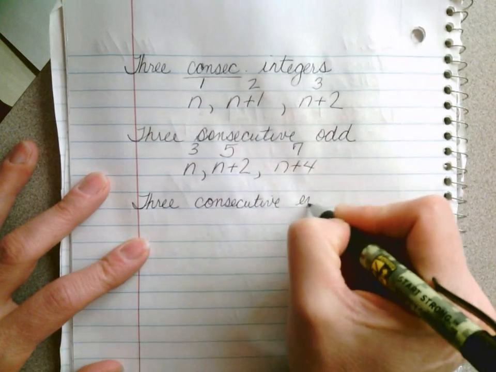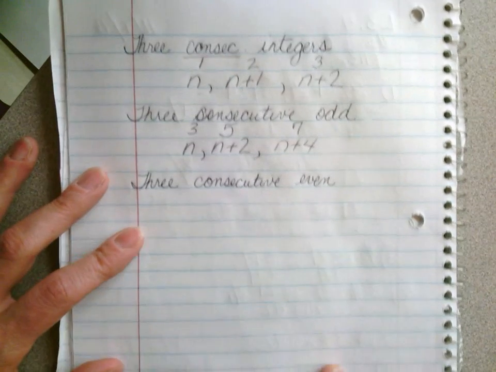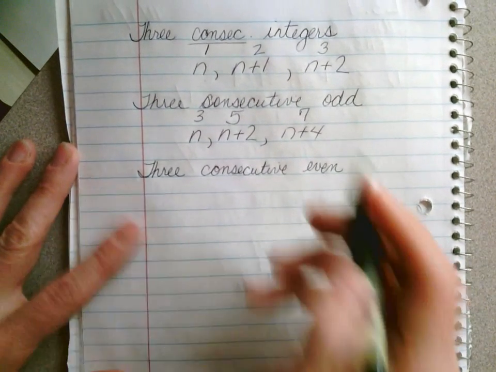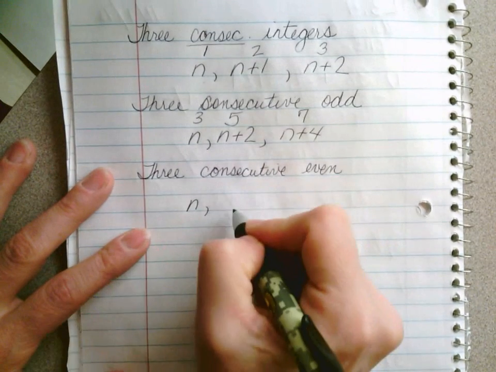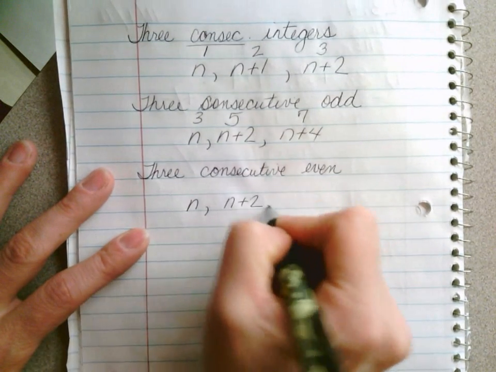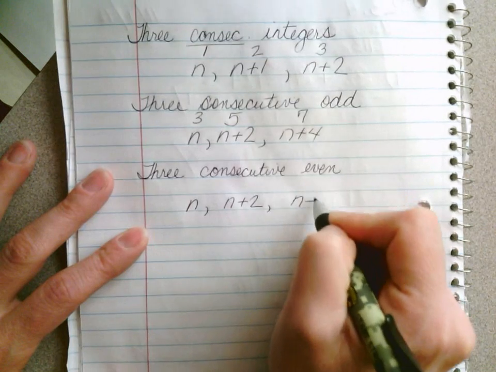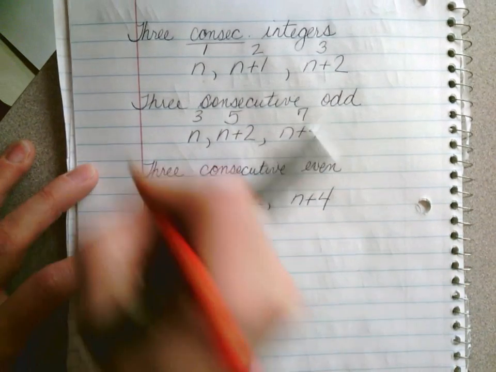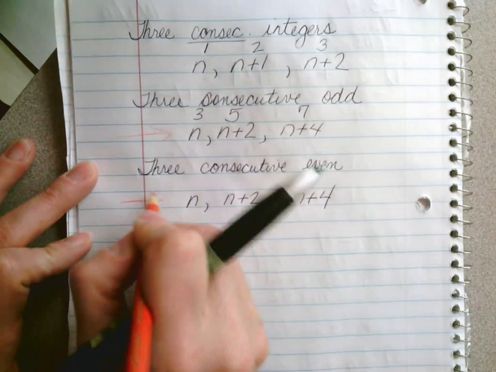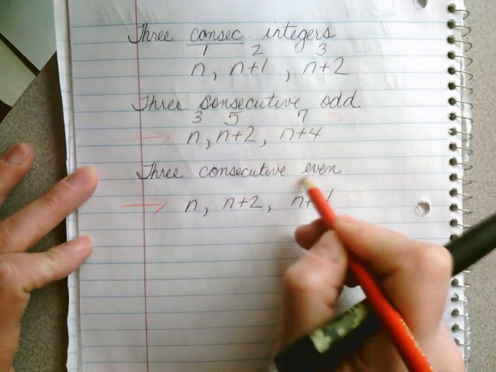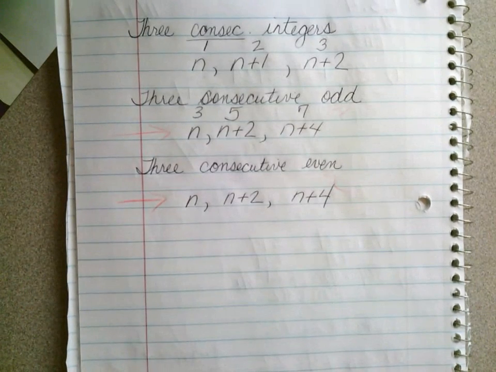even? What do you think for 3 consecutive even? First one will be? Next one will be? And? Why is it that both of these can be the same and one indicates odd numbers and the other indicates even? Why? Why does that work?